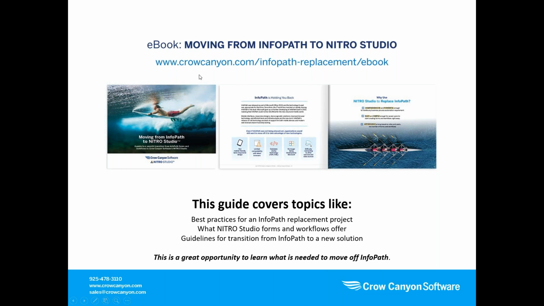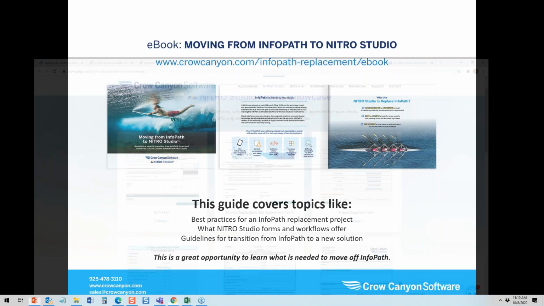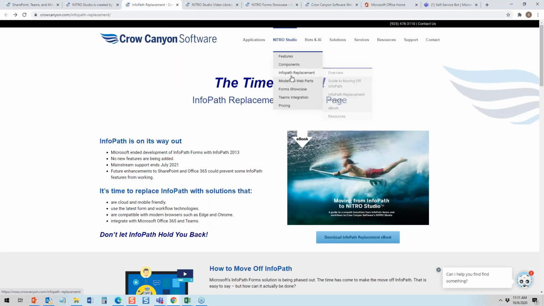So here we go with the moving from InfoPath to Nitro Studio, and you guys are all lucky because now you can download this with no gate. You don't have to put your email address or anything in. We used to gate it, but then we said, yeah, just make it available to everybody. And it's been getting a lot of downloads, a lot of interest, and I'll cover some of this in the webinar today to show you, to highlight the features. But if you do get a chance to take a look at that, go ahead and we'll talk about it more. And you can see that we do have in our website, Nitro Studio InfoPath replacement.